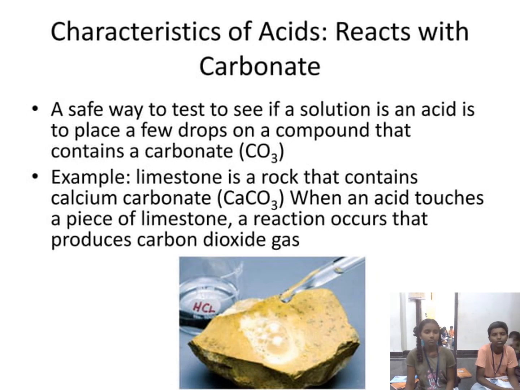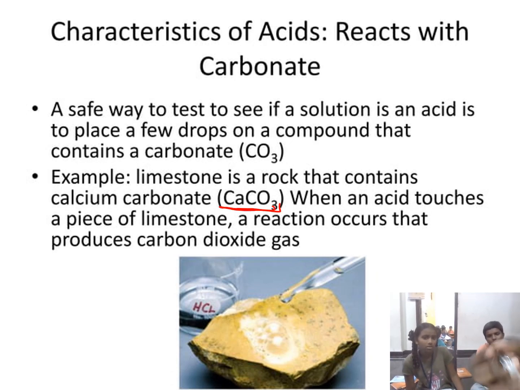Correct. A safe way to test to see if the solution is an acid is to place a few drops of it on a compound that contains a carbonate, CO3. Example, limestone is a rock that contains calcium carbonate. When an acid touches a piece of limestone, a reaction occurs that produces carbon dioxide gas. The chemical formula of limestone is CaCO3.